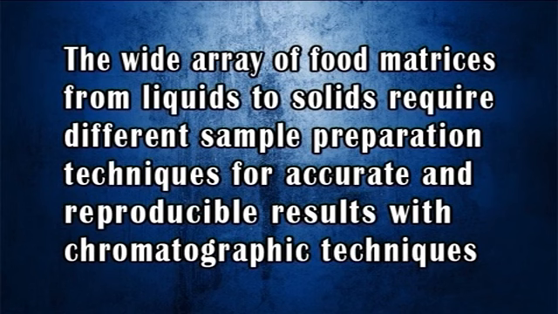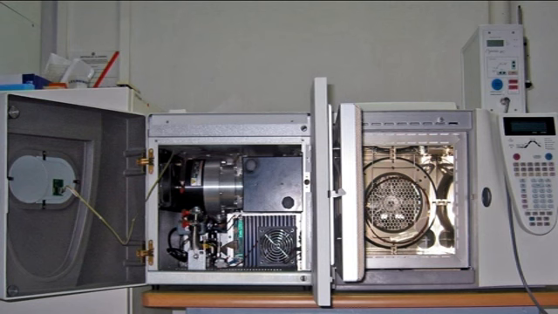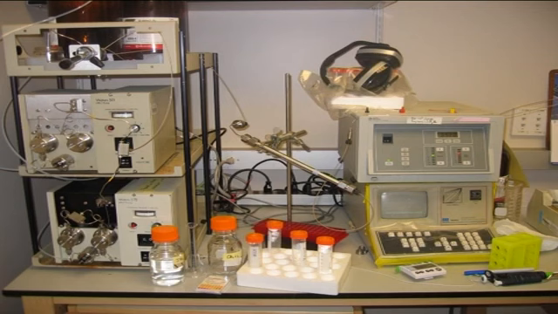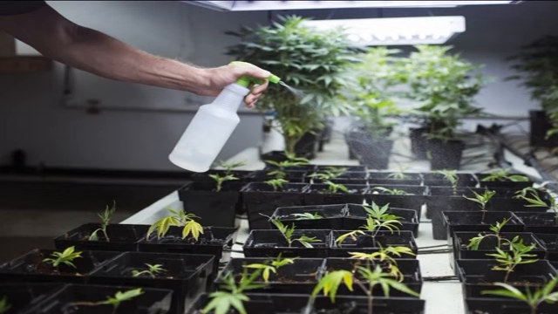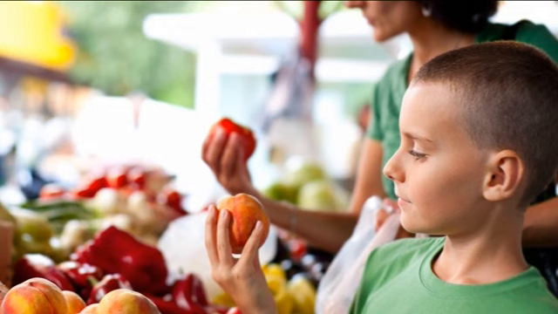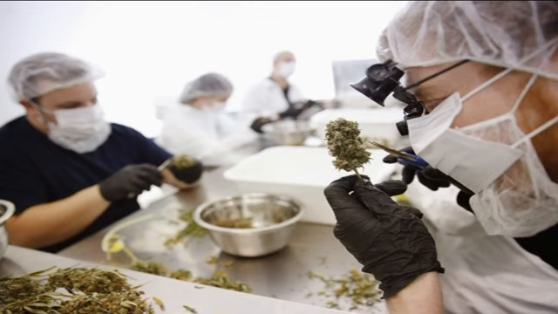The wide array of food matrices from liquids to solids require different sample preparation techniques for accurate and reproducible results with chromatographic techniques such as gas chromatography and high performance liquid chromatography. In addition, there exists a wide range of pesticides which are used legally for crop protection and their residue content in food must be accurately monitored for safe consumption.